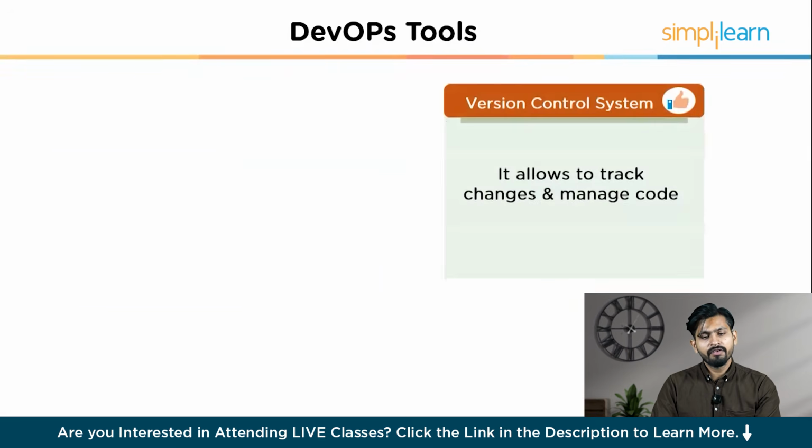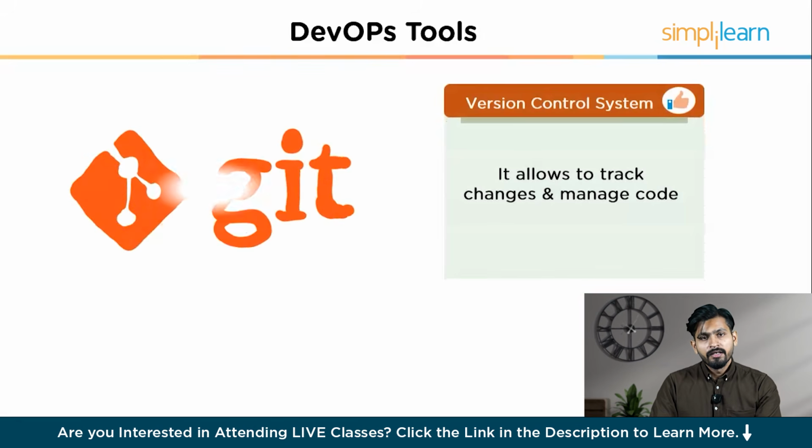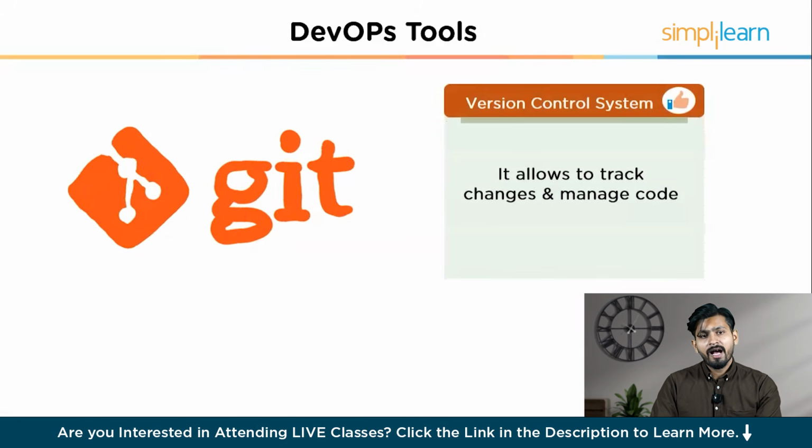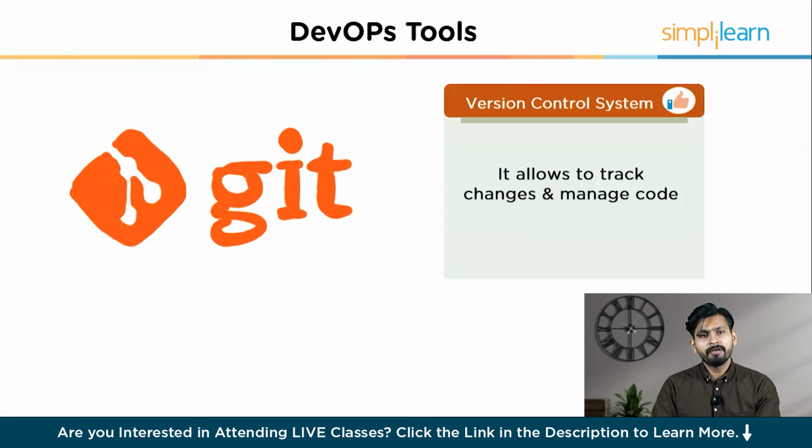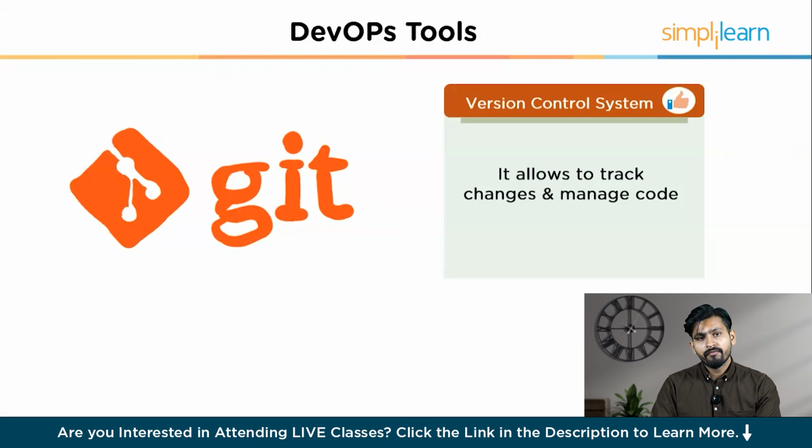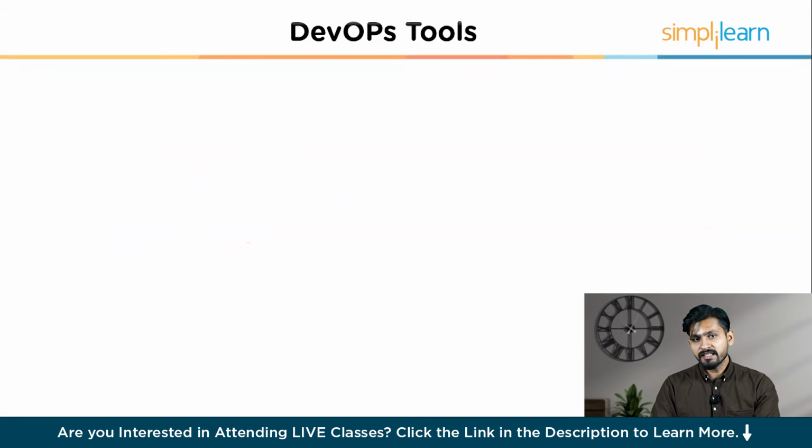For example, we have the version control system. Version control systems like Git allow the teams to track changes and revert to previous versions of their work and manage code with minimal conflict between the concurrent efforts. For example, we have the tool like Git, which allows us to do version control. Next, we have CI/CD tools.